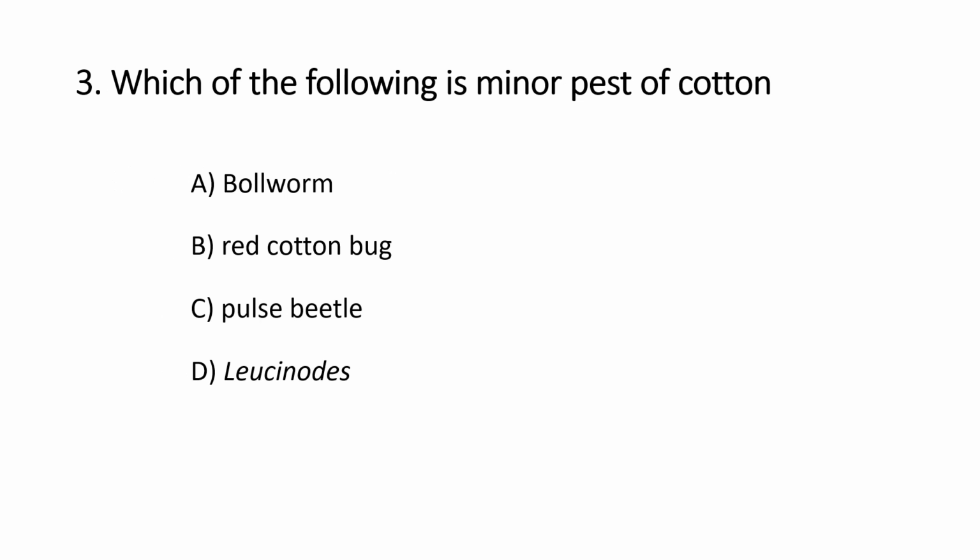Yes. Next, which of the following is a minor pest of cotton? Options are bollworm, then red cotton bug, then pulse beetle and Leucinodes. See this, bollworm is the major insect pest of cotton. Then second option, red cotton bug. Third, pulse beetle. Pulse beetle is the pest of pulse. Then Leucinodes orbonalis, it is the pest of brinjal. Now the remaining option is red cotton bug. So red cotton bug is the minor pest of cotton. The correct option is red cotton bug.